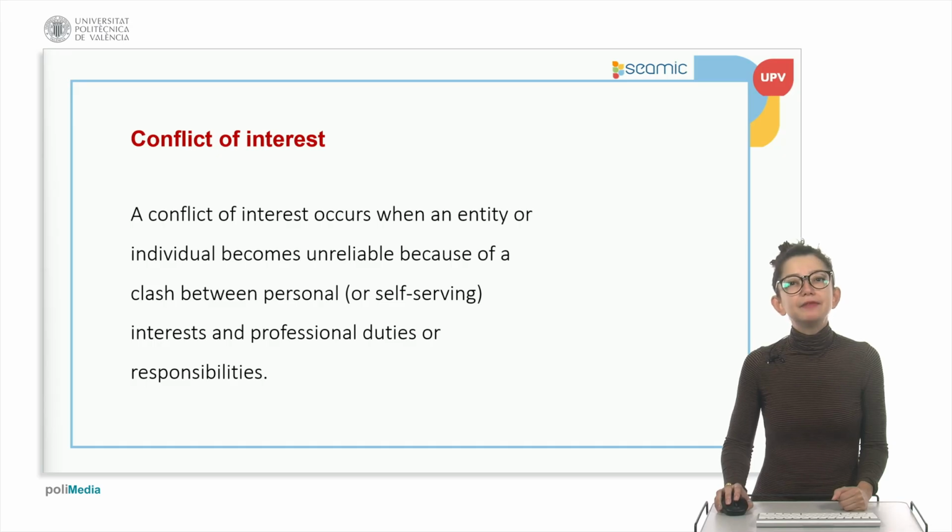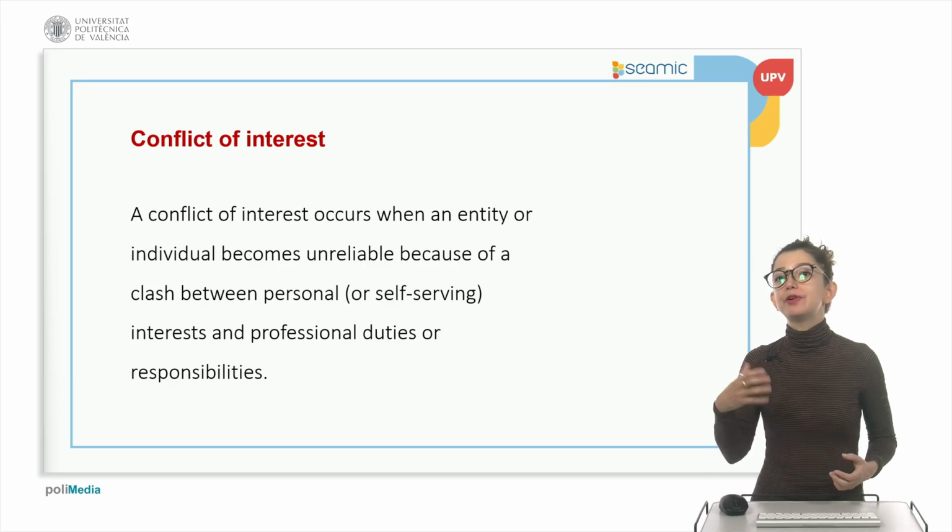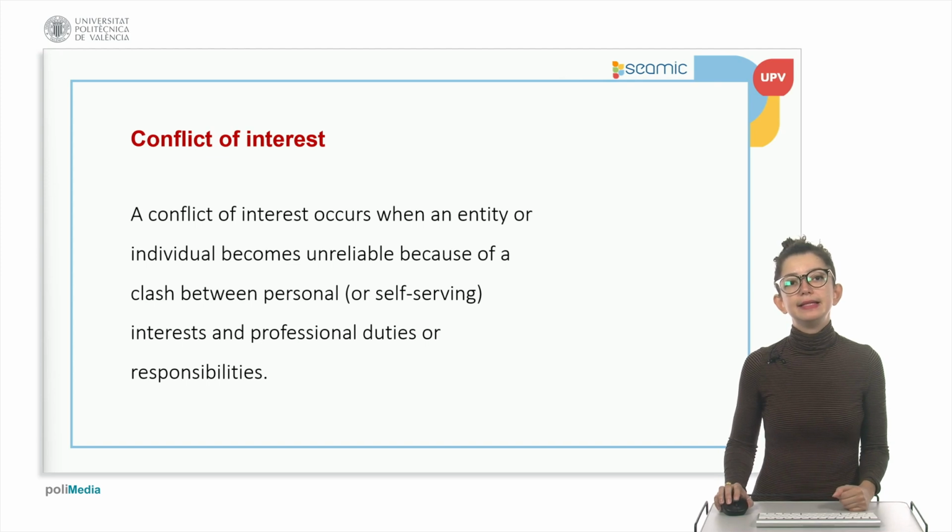A problem that is very related to corruption is conflict of interest. A conflict of interest occurs when an entity or individual becomes unreliable because of a clash between personal or self-serving interest and professional duties or responsibilities. Such a conflict occurs when a company or a person has a vested interest, such as money, status, knowledge, relationships, or reputation, which puts into question whether their actions, judgment, or decision-making can be unbiased.